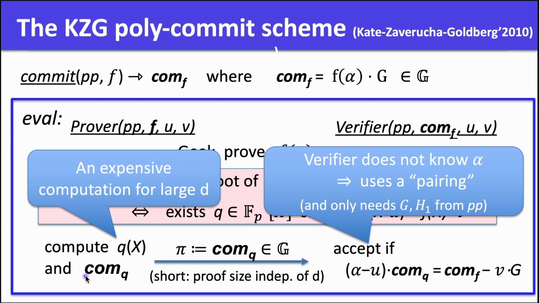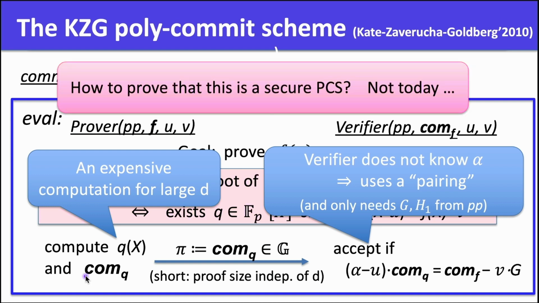So the lingering question in your mind should be, well, why is this PCS secure? Why is it binding? And why is the evaluation proof a SNARK? It turns out that can be proved, but I'm not going to describe that today. Again, you can look at the supplementary reading material if you want to see how to prove that this PCS is secure. I will say that proving that the KZG PCS is secure relies on fairly strong cryptographic assumptions.